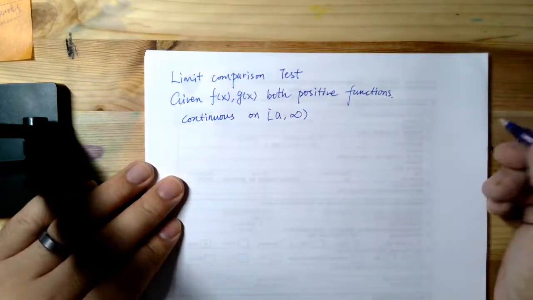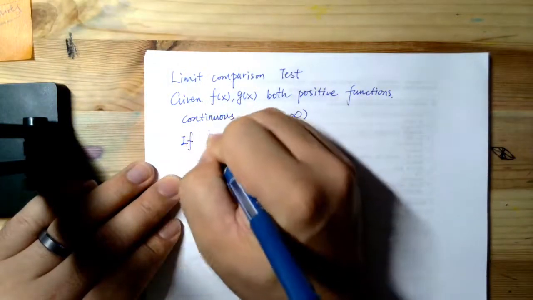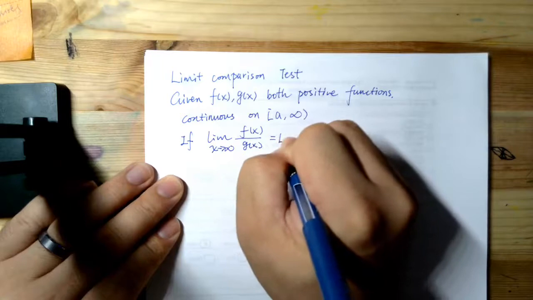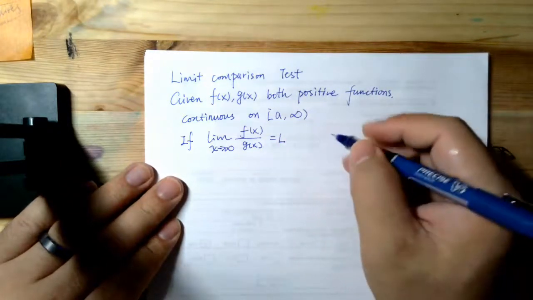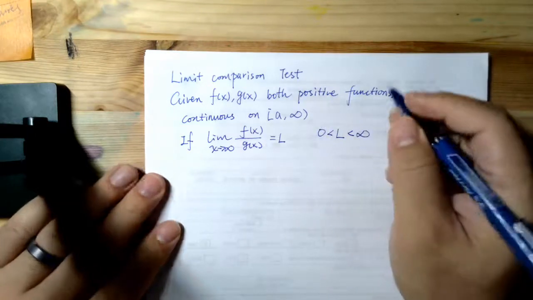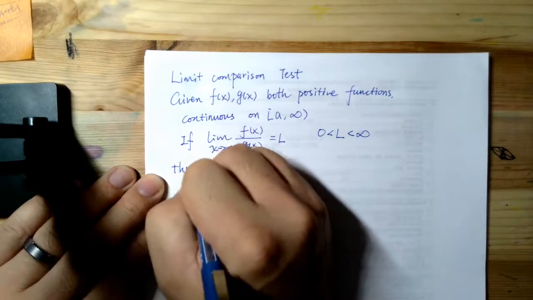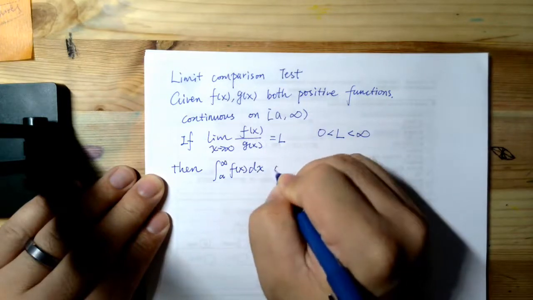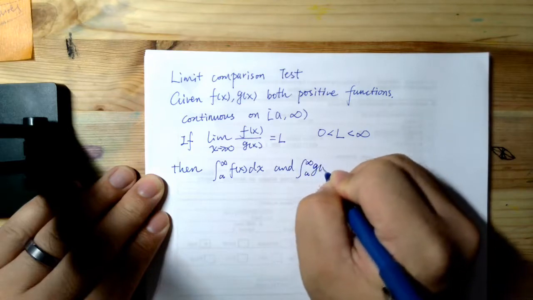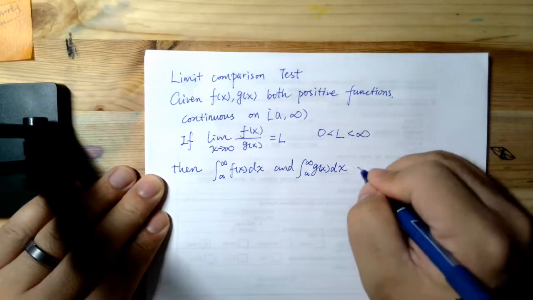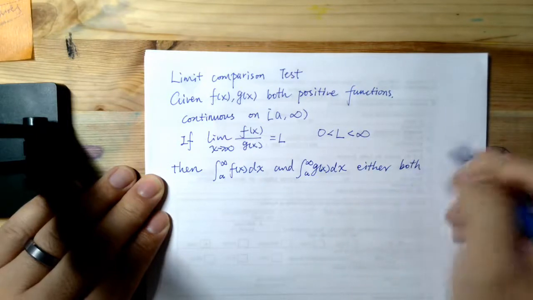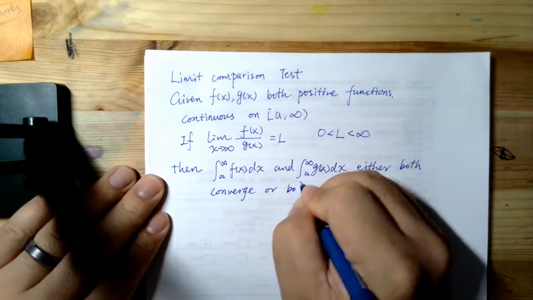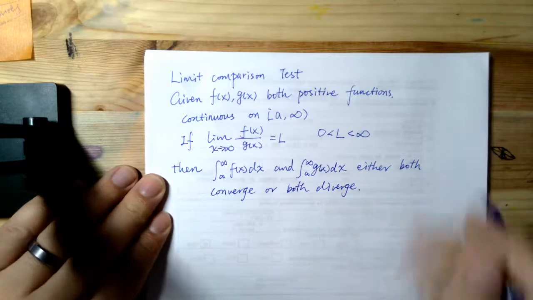Okay, so the limit comparison test says like this: if the limit as x approaches infinity of f(x) over g(x) equals capital L, of course this L is some constant between 0 and infinity, then the integral from a to infinity of f(x) dx and the integral from a to infinity of g(x) dx either both converge or both diverge.